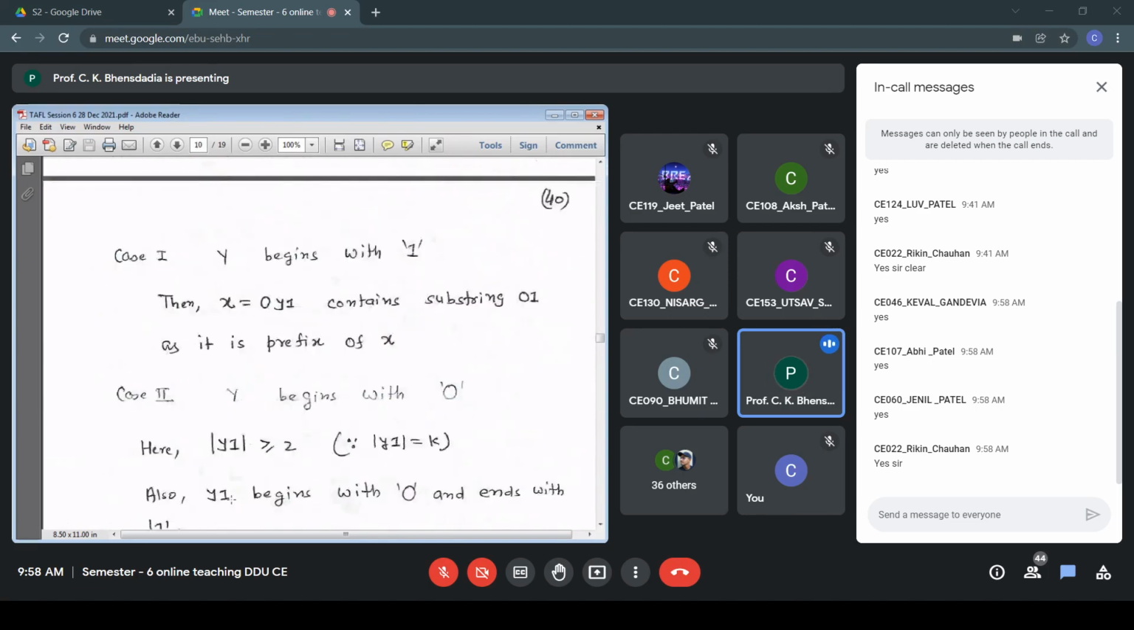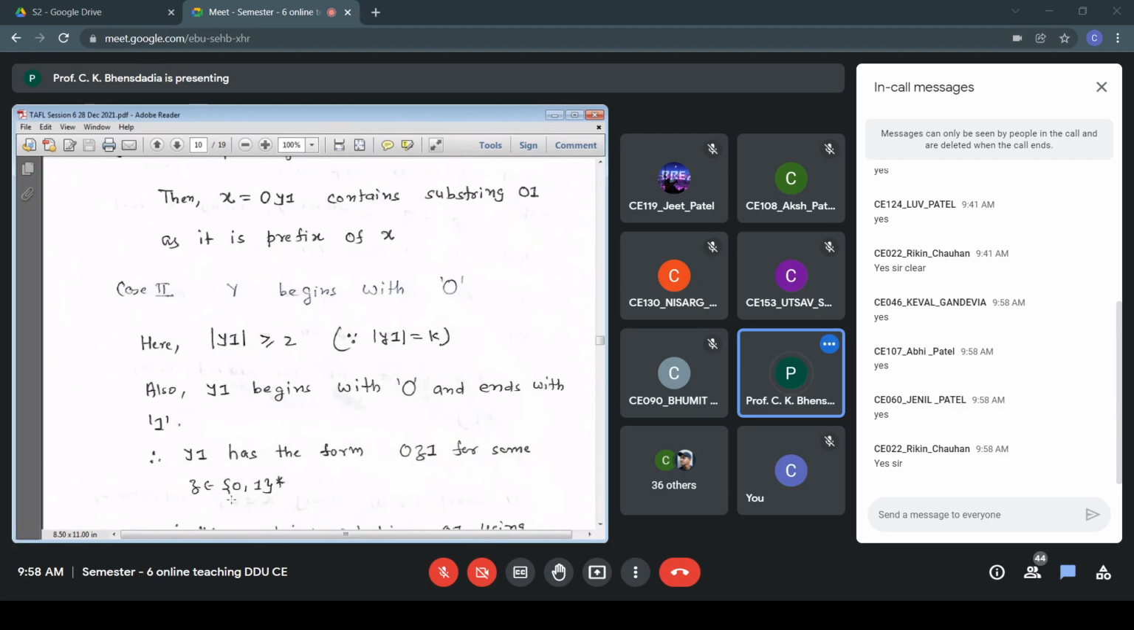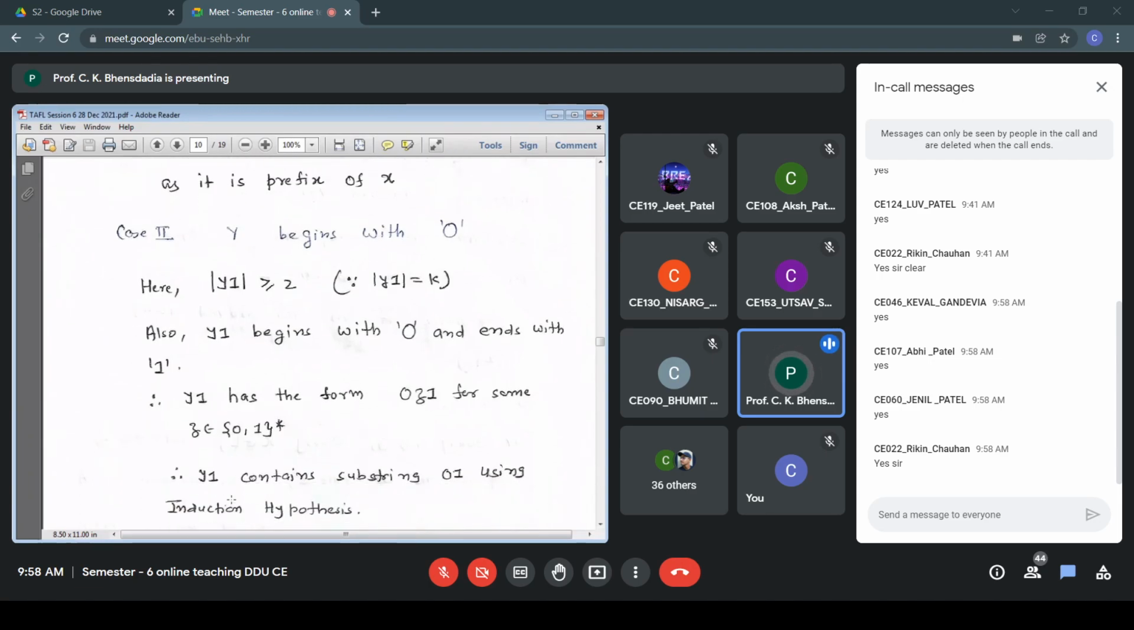So here, in case number 2, case number 1 was straightforward. I showed that its structure is Z0, Z1. So I have to talk about the length. I have to say that k is at least 2. Then I can write y1 equal to 0, Z1. If length of y1 is at least 2, then only I can write y1 equal to 0, Z1 for z belonging to sigma star. So that second and third requirement, length of y1 equal to k, and the structure of y1 is 0, Z1, I explicitly showed. And once these two prerequisites are satisfied, then I can conclude y1 contains substring 0, 1 using hypothesis.